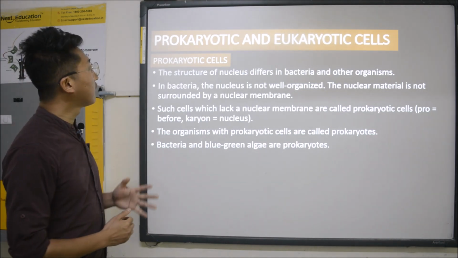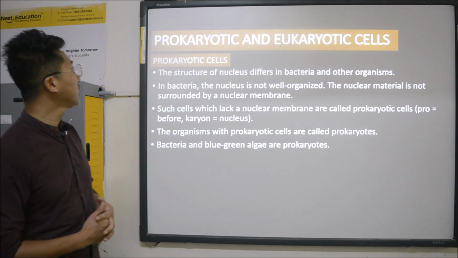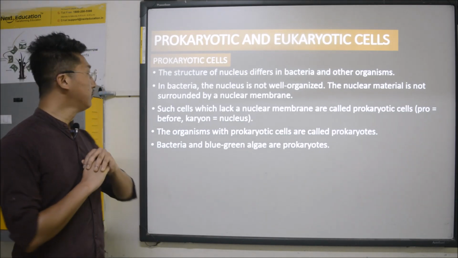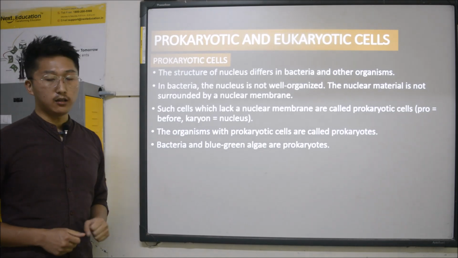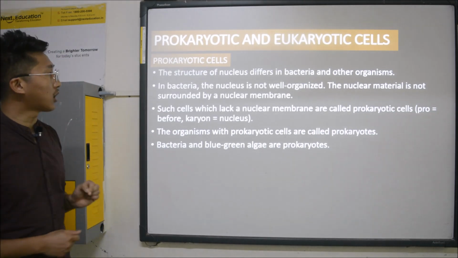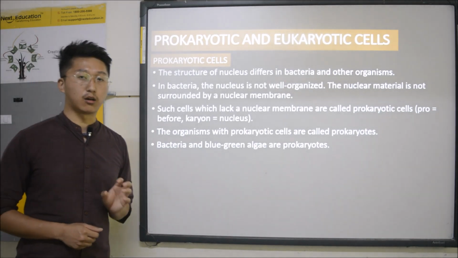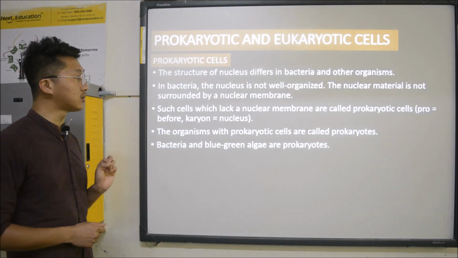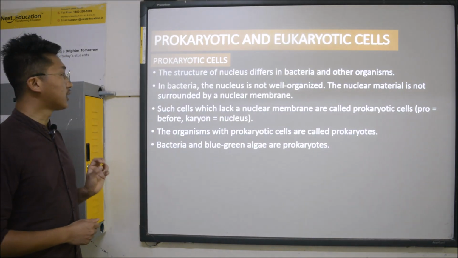So now we will study the prokaryotic cell and the eukaryotic cell. We will study each one of them. First we will study what a prokaryotic cell is. The structure of the nucleus is different in bacteria and other organisms. Bacteria is a single-celled organism, a simple organism.